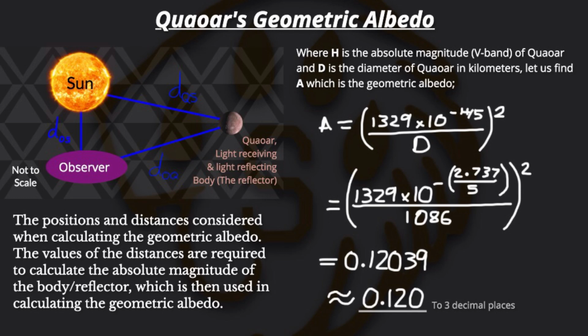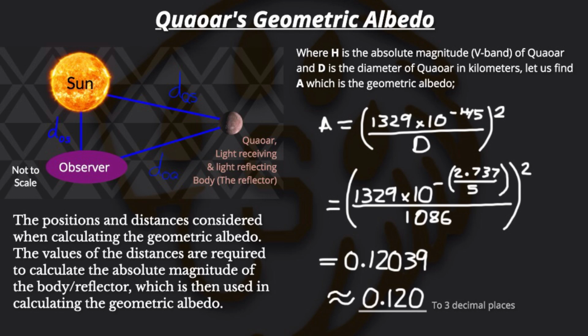So we have our albedo as A, which is equal to that bracket there, 1329 by 10 to the power negative 2.737, which, as we see on top there, is the H, the absolute magnitude, Wimband, of Quaoar. And that's why we have on the diagram the DQS, DQO or DOQ, and DOS. Those are the 3 distances we use to find that absolute magnitude of the brightness, or the light that's being reflected from the sun by Quaoar.